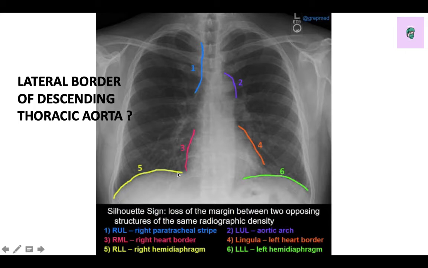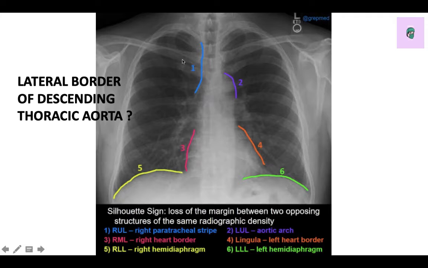Let's go to 5. If the right sided dome of diaphragm is not seen, then what is it involving? Then it is involving the right lower lobe. Okay, likewise number 4, what is this part? This part is your left border of heart. If you cannot see the left border of heart, then the consolidation is involving the lingular region. This is where we saw the lingula was. And if the left dome of diaphragm is not visible, like you cannot differentiate where the left dome of diaphragm is clearly in a picture, then it is involving the left lower lobe.